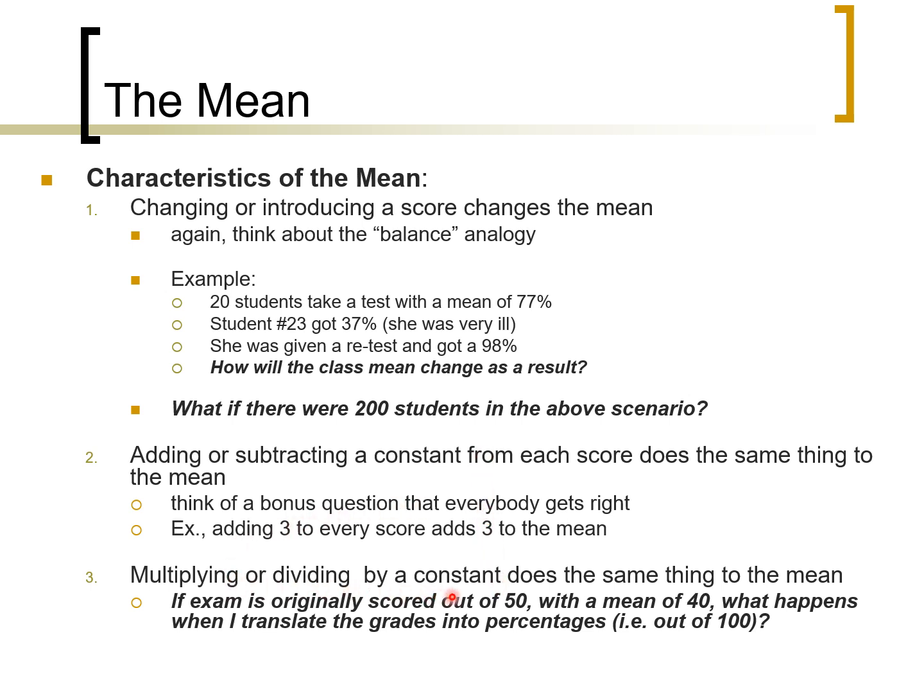Multiplying or dividing by a constant does the same thing to the mean. So we can convert into units of percentages, into proportions, or into units of 100 points to 1,000 points. Multiplying by a constant, if we do that to each individual score, has the same effect as if we multiply or divide that mean.